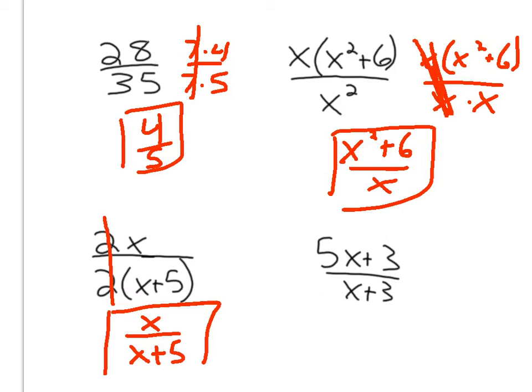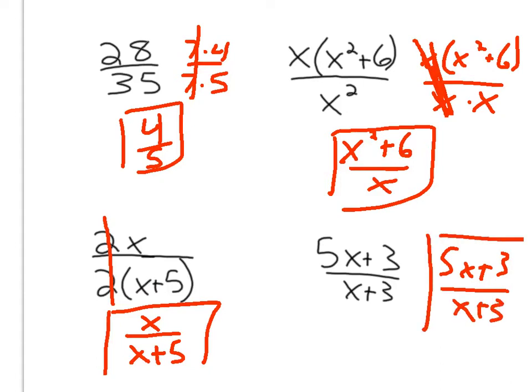Now the one down here. On top, I don't have any factors. My only factor is 5x plus 3 because these are terms. I'm adding them together. So this is a whole big factor on top, and this on bottom is a whole big factor. Well, neither one of the factors are exactly the same, so I cannot simplify it. So my answer is 5x plus 3 over x plus 3.